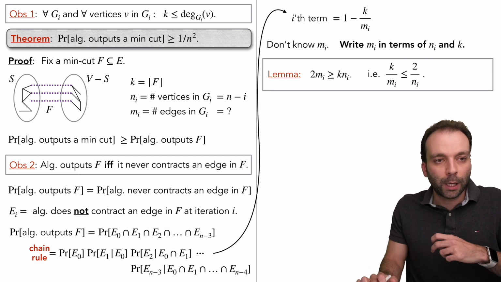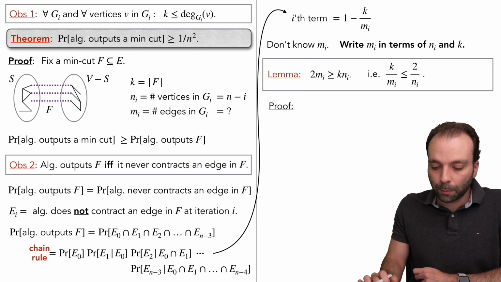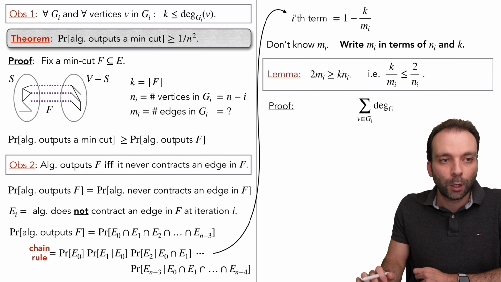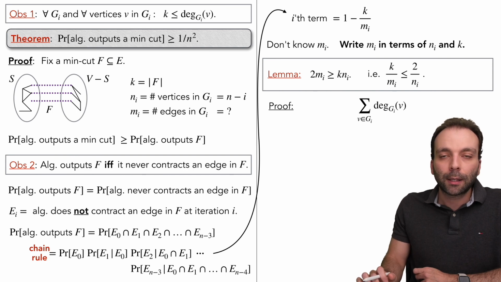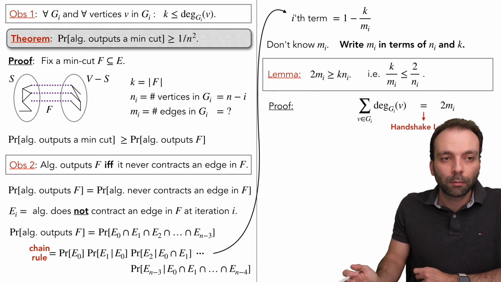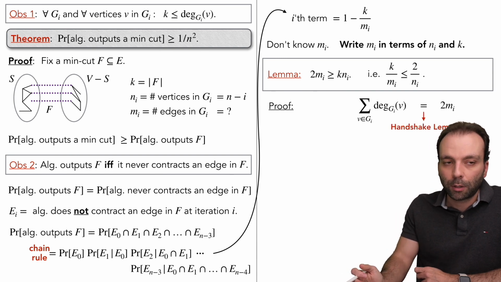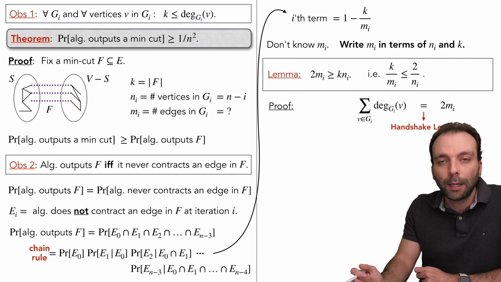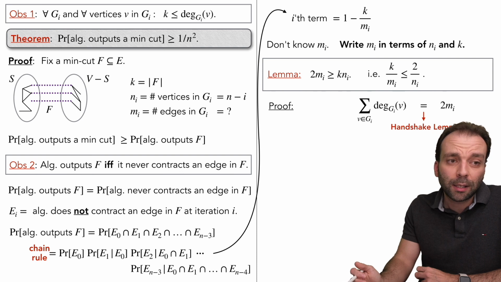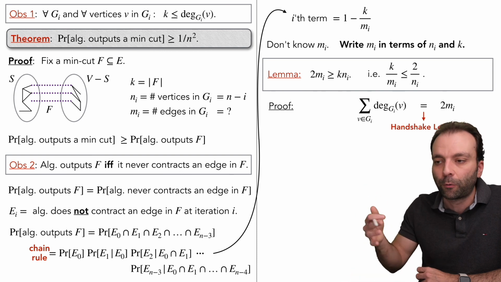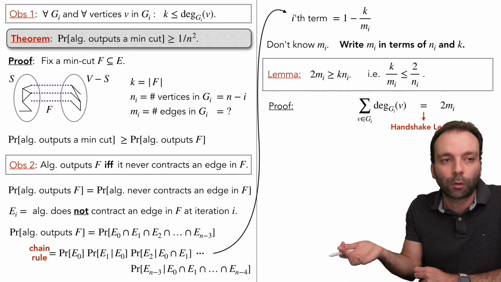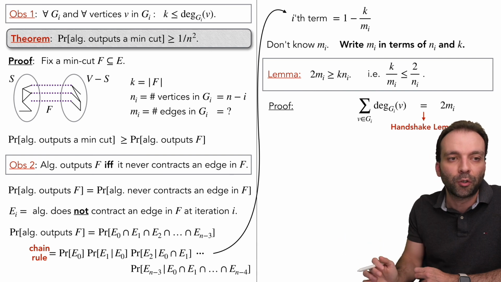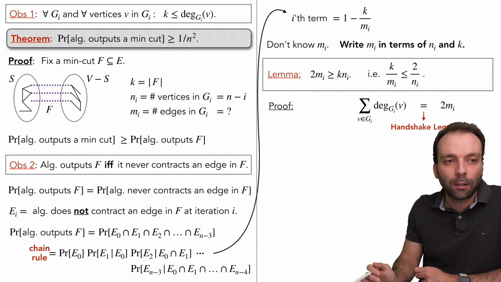Let me now show you quickly the proof, and the proof is basically the handshake lemma. We know by the handshake lemma that the sum of the degrees of the vertices is equal to 2 times the number of edges. And this holds for multigraphs as well. So a small comment there is that we have multigraphs here, and the same proof for the handshake lemma will go through for multigraphs as well. Nothing changes.